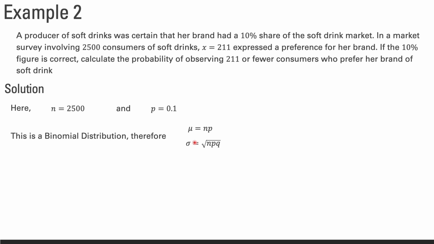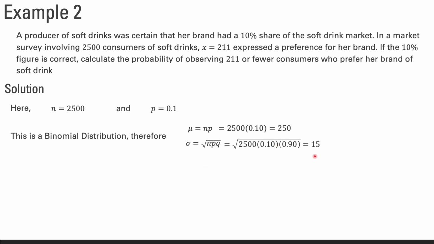Now we are going to use the normal approximation to the binomial distribution, and that approximation we can use if we have a fairly large sample size. So 2,500 is a pretty large sample size, so we can safely apply the normal approximation to the binomial distribution. Now we use the values of n and p to find the actual values of mu and sigma. So this is the value that we get for mu, or mean, and sigma is 15.